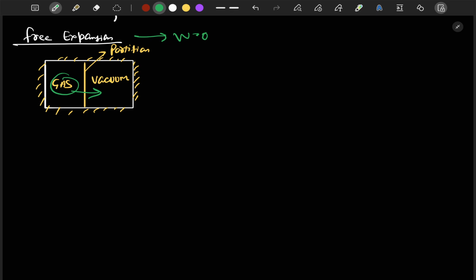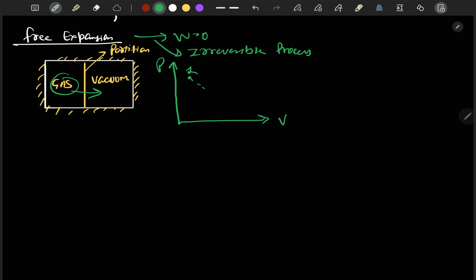And one more thing, this is an irreversible process, and all the irreversible processes are denoted by a dashed line. Okay, in the PV diagram I can represent state 1 and state 2 with a dashed line. Then this is an irreversible process.